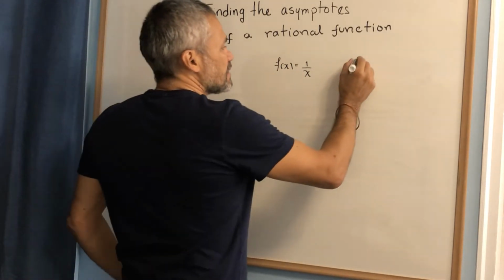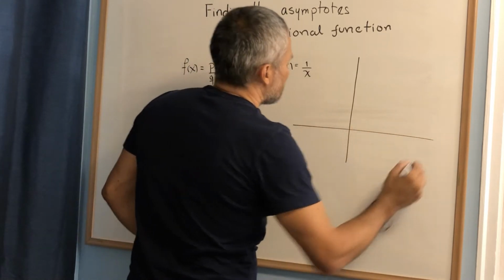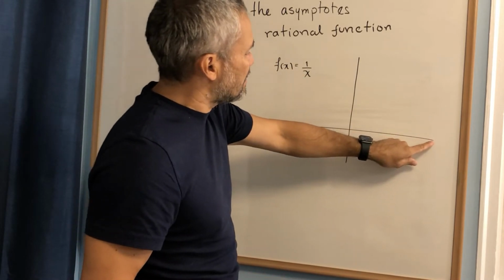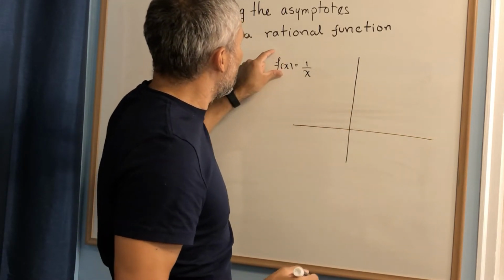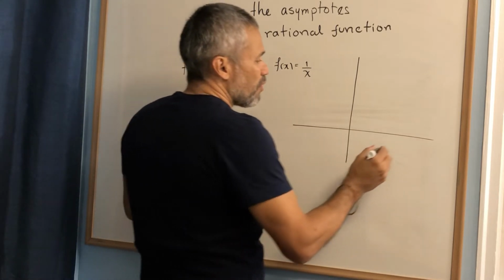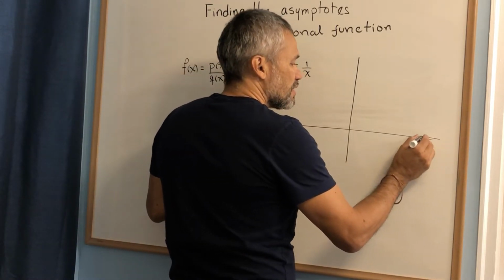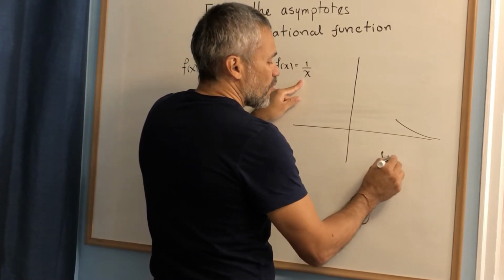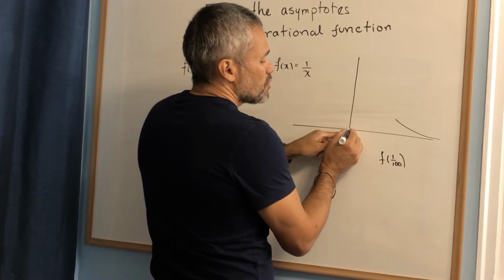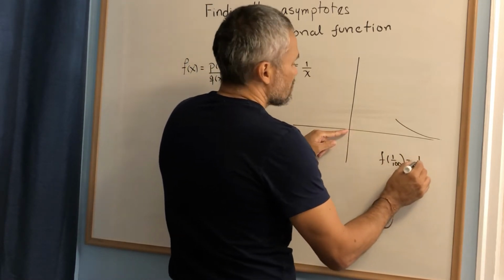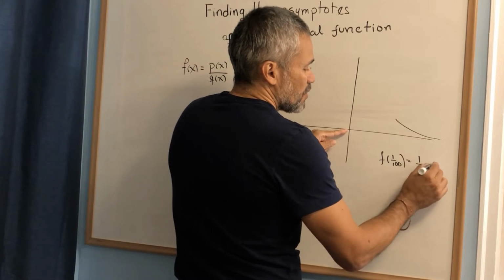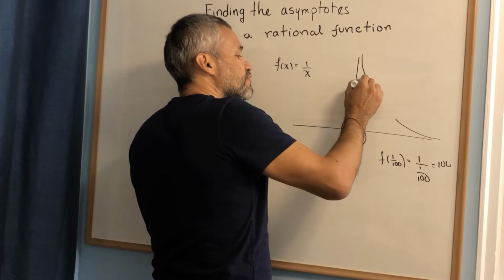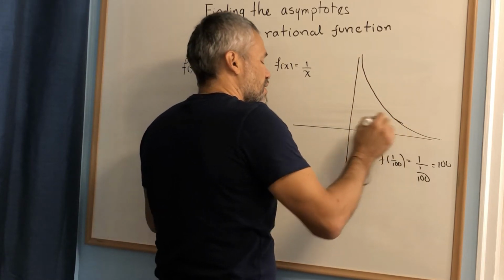And we can see that if x takes values like 10, the output is 1 over 10. If x takes values that are big, the outputs are going to be small. Then this graph looks like this. And f of 1 over 100 is 100. And 1 over 100 is very close to 0. Then it's not difficult to see that the graph of this function is like this.